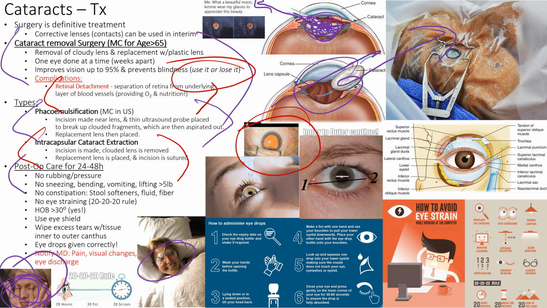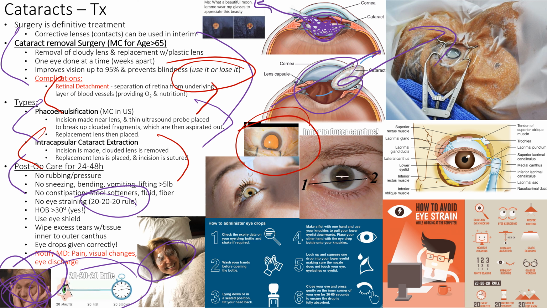No constipation, no straining in that way. Fluids, fiber, stool softeners. No eye straining. There's a 20-20-20 rule, which we did not observe this weekend. That's where after 20 minutes, for 20 seconds, you look at something 20 feet away. So that's the 20-20-20 rule. Every 20 minutes, you want to relax your eyes.